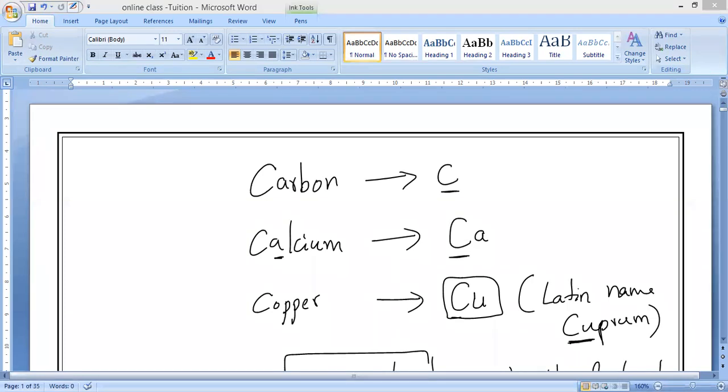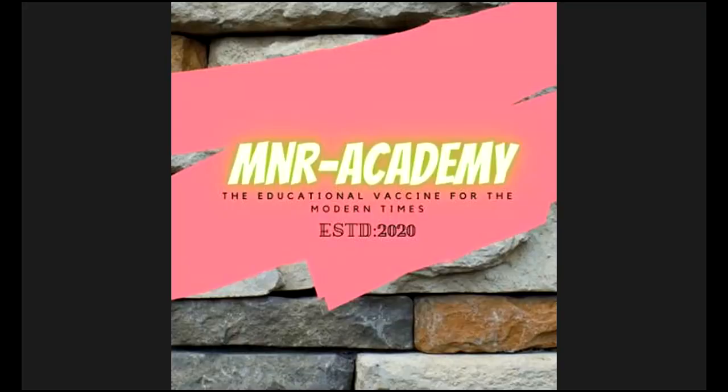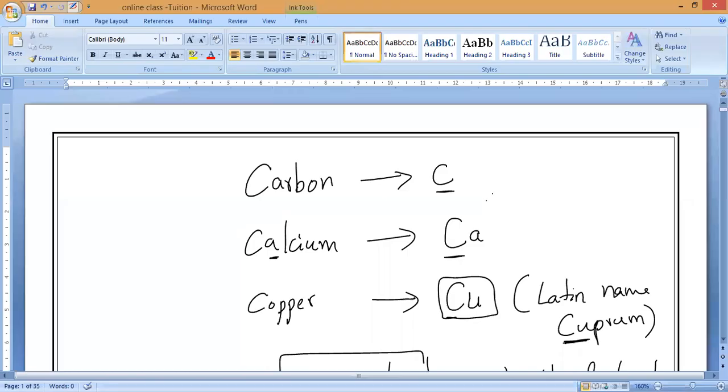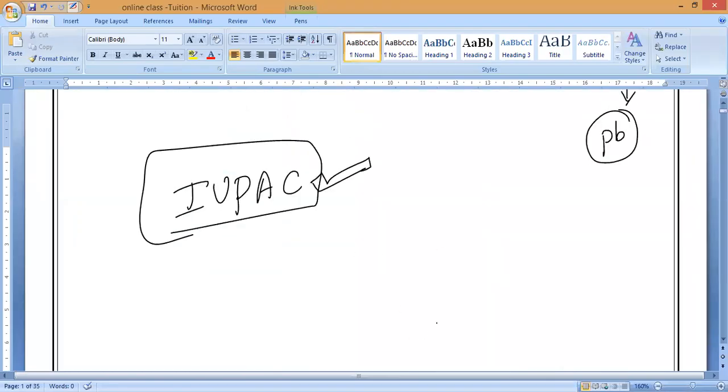What is IUPAC? One of the most important MCQs. Even those who are doing masters or PhD in chemistry, and many state board students, very few people know the IUPAC full form. Even in engineering it will come. Class 10th also it will come. So IUPAC means what? All of you write it: International Union of Pure and Applied Chemistry. Okay, guys?